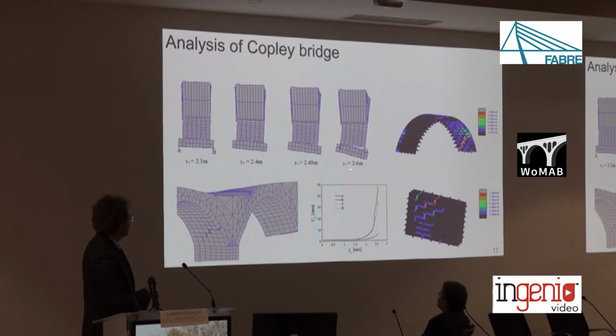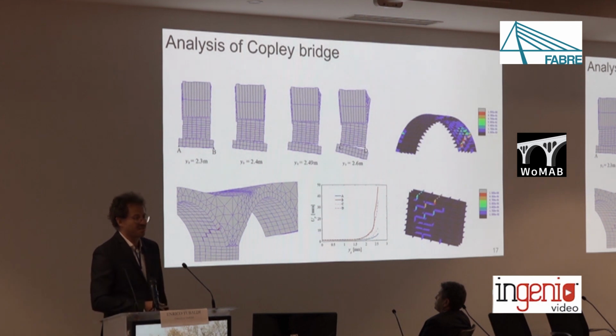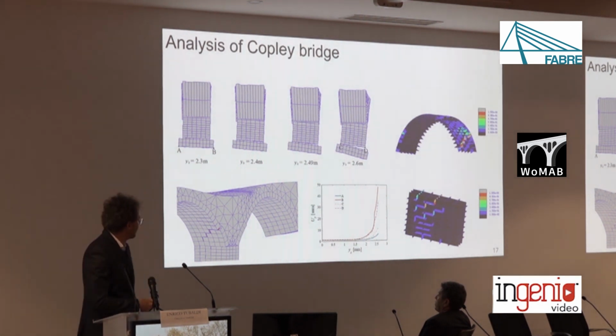Here you see the response for increasing the level of the scour depth until there is a significant rotation of the pier accompanied by vertical settlements and formation of cracks in the pier, and also these diagonal cracks in correspondence of the deck that resemble or are quite close to the cracks that were observed in the real bridge.